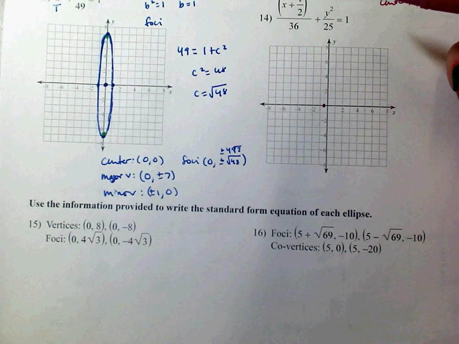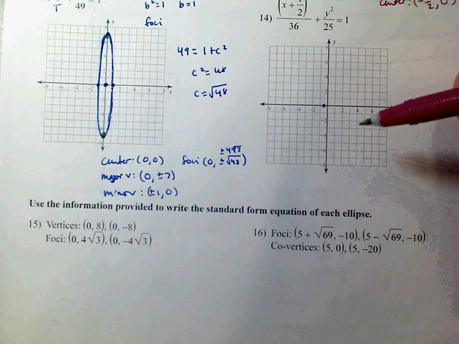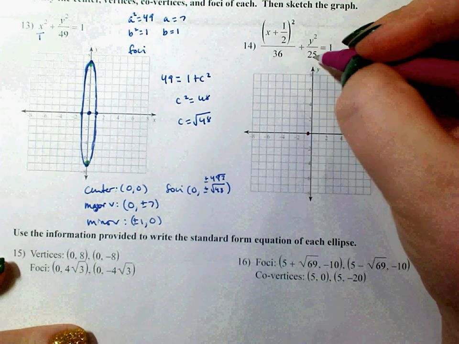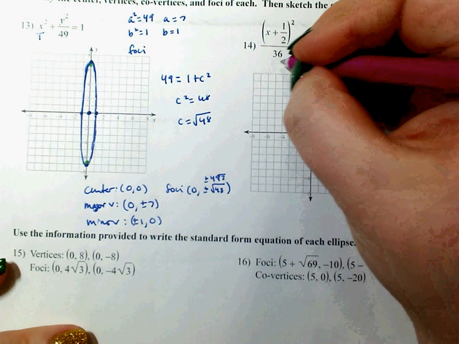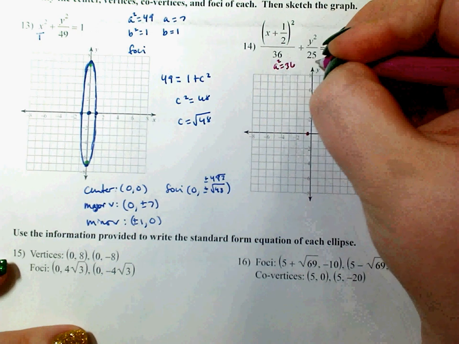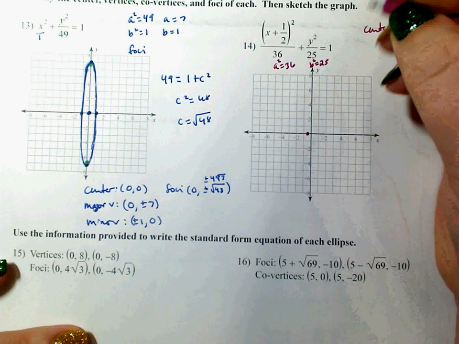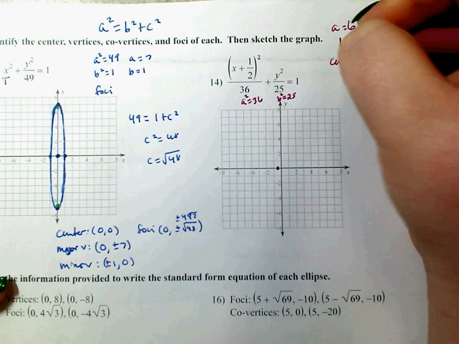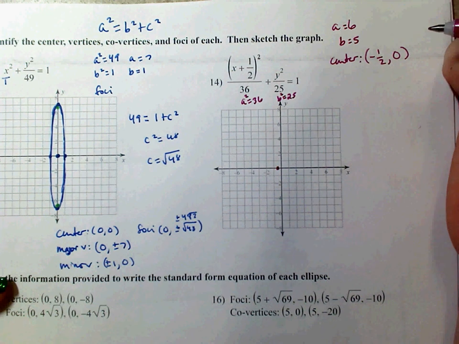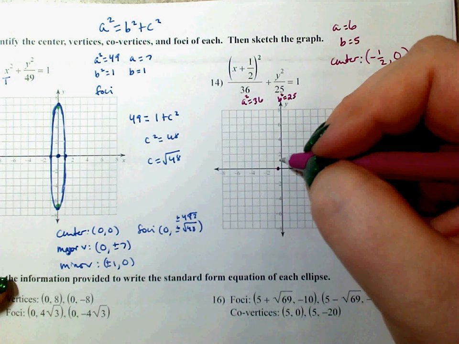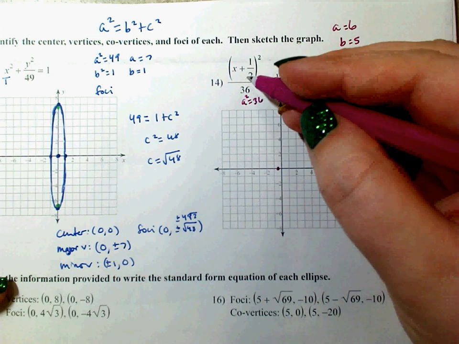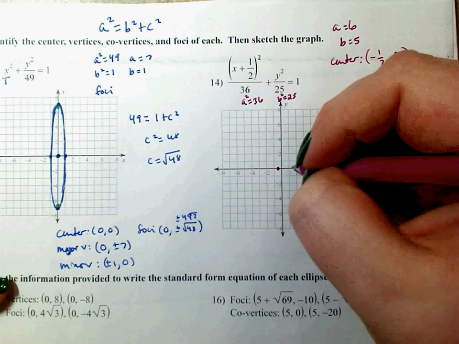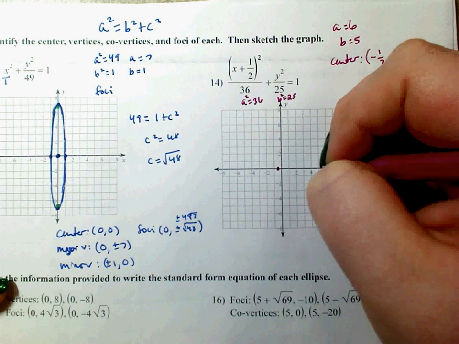Okay. And then I've got 36 and 25, which means my a squared equals 36 and b squared equals 25, which means a equals 6 and b equals 5. So from my vertex, since a squared is underneath the x, that means my major axis is horizontal. So I'm going to go 6 left and right. 1, 2, 3, 4, 5, 6, and 1, 2, 3, 4, 5, 6.